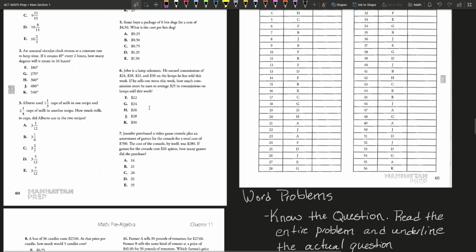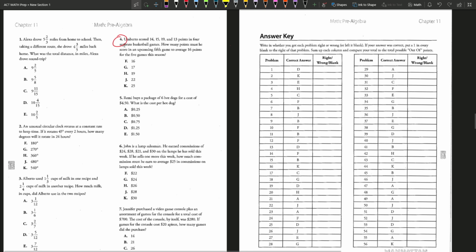But this one is asking, the actual question is how many points must he score in a 5th game to average 16 points for those 5 games? All right. So I guess we'll start. What is an average? How do you calculate an average?